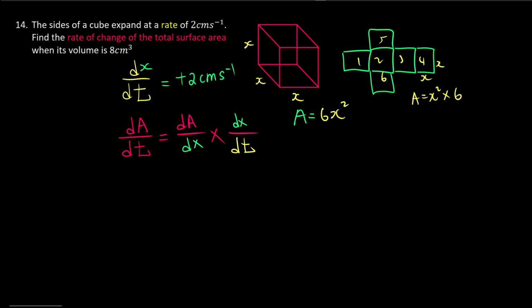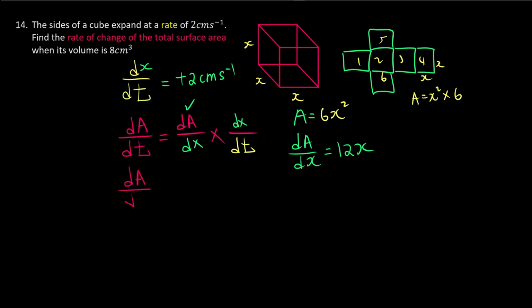Since they want dA over dx, we're going to differentiate this with respect to x. So this is why we have 12x. Now we're done finding dA over dx. Can we find dx over dt? It's good enough that they already tell us it's positive 2. So now we already have all the information. Can we do it now?